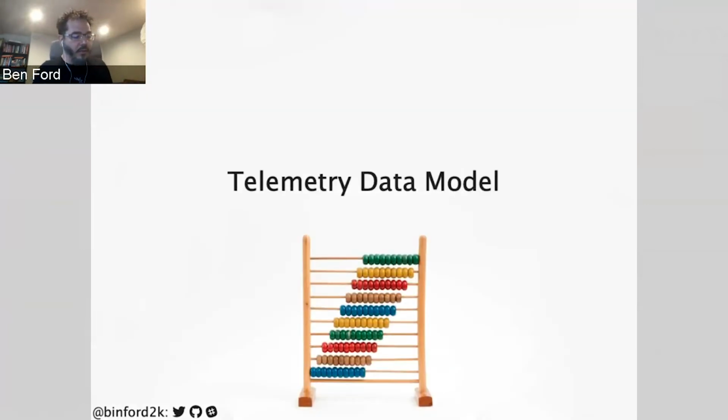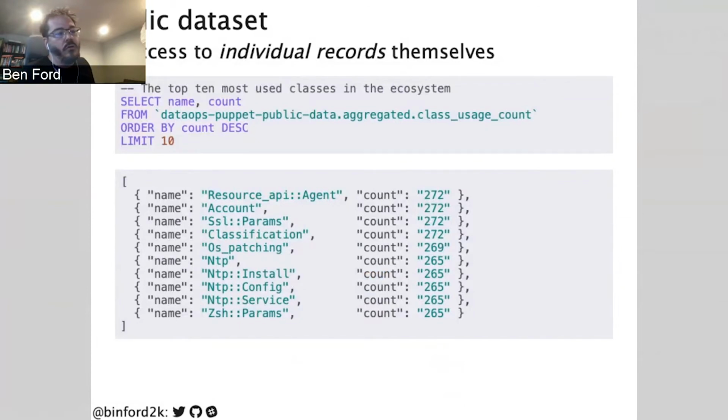So let's look at how that process works a little bit, and I'll show you how we're meeting those requirements. I'll talk about the model first, and then we'll talk about some of the tech behind it. So the public data set that you have access to, you don't get access to individual records at all, ever. We don't either.